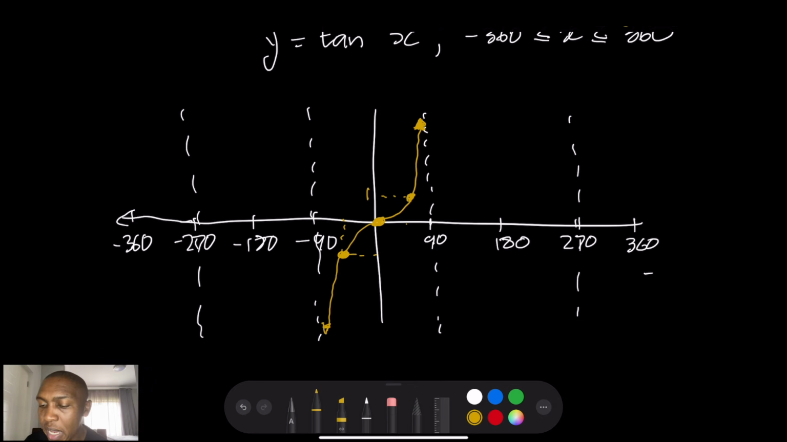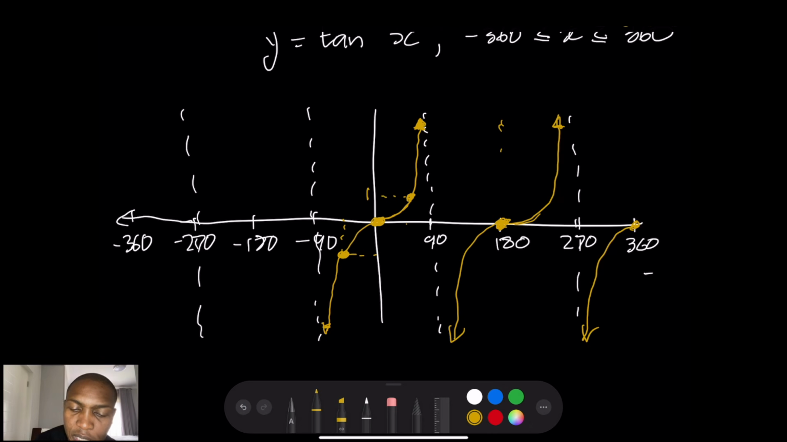At 180, you remember when we said that the tan graph repeats at every 180-degree cycle? So you have that upward, downward pattern, and it repeats at 180. Can you see? You had it going up initially from 0 to 90, and then going down thereafter. At 180 again it goes up, and then from 360 to 270 it goes down. So it just keeps repeating like that.